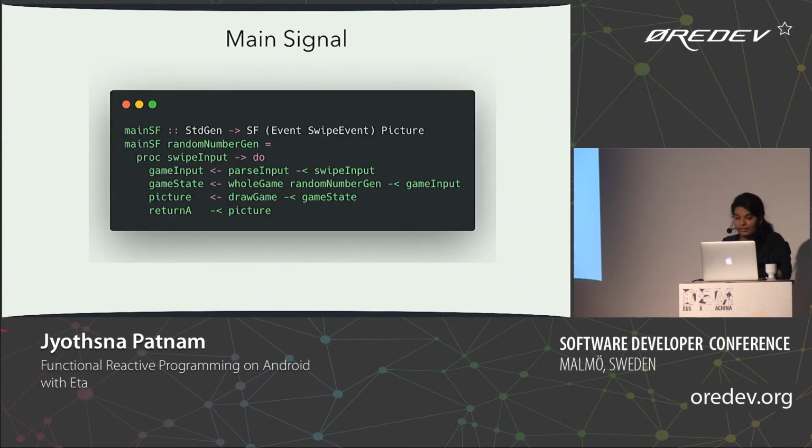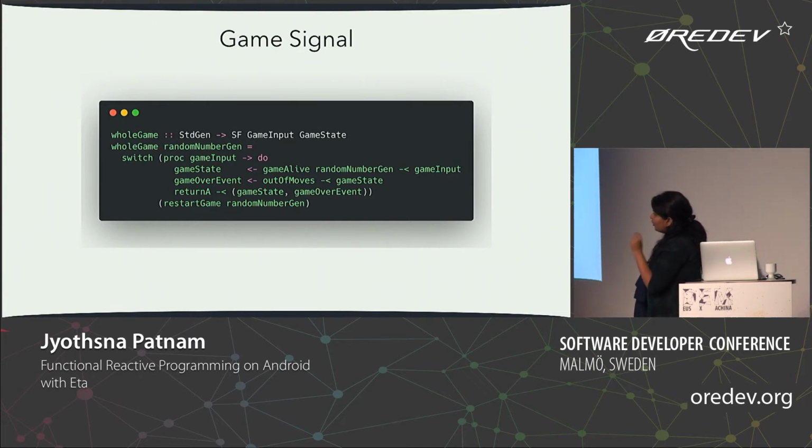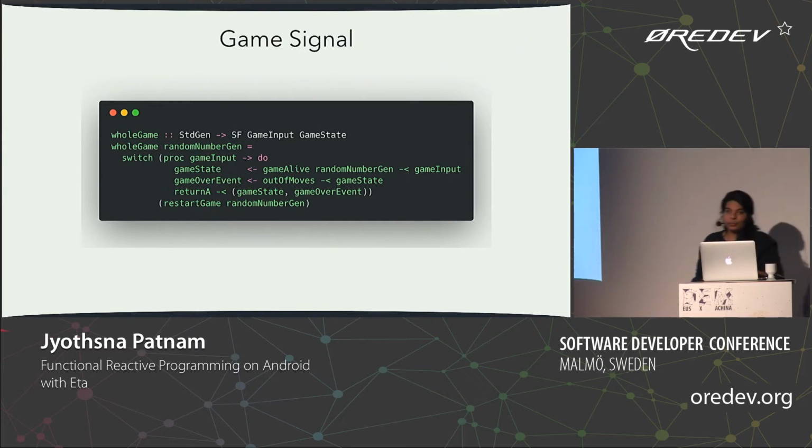Before we talk about the whole game signal function, I want you to check this function called switch. What is a switch? Practically speaking, just switching between two states. Here, this does exactly the same thing. Switch is a function which takes two signal functions and can act as the first signal until an event is fired. As soon as it's fired, it can act as the second signal.